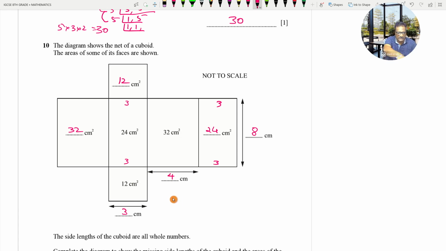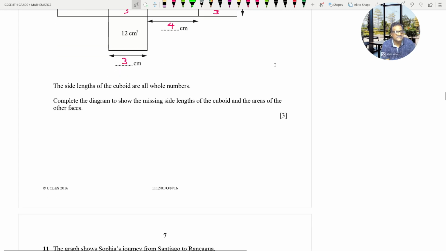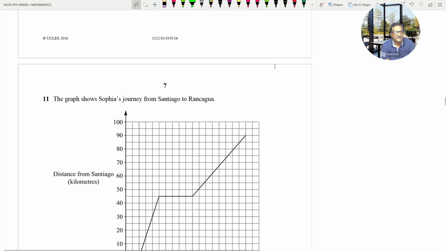All the blanks we have filled up: this is 3 centimeters, this is 4 centimeters, this is 8 centimeters, this is 24, this is 32, and this is 12. This is how we have to solve this particular question, question number 10. You have to just see that the area works out. Another concept is that opposite faces will have the same area.